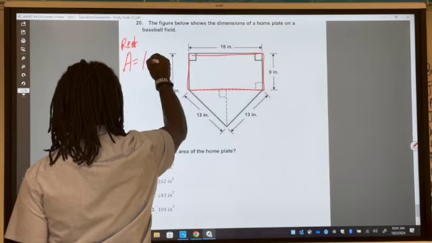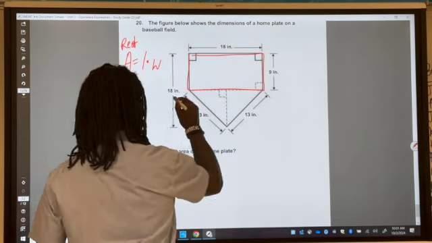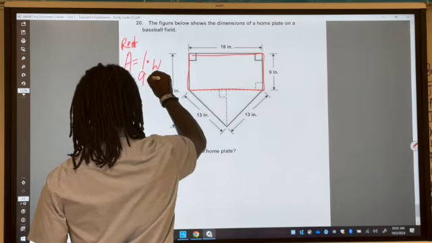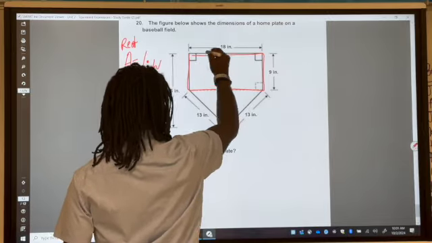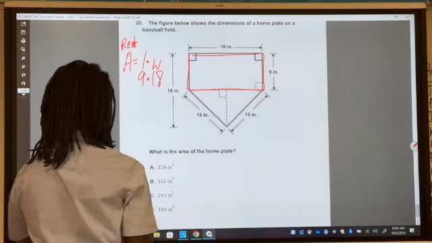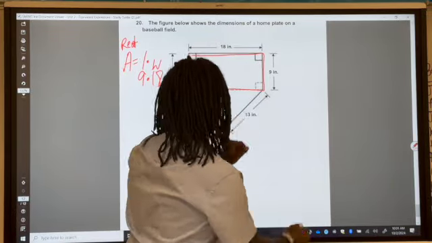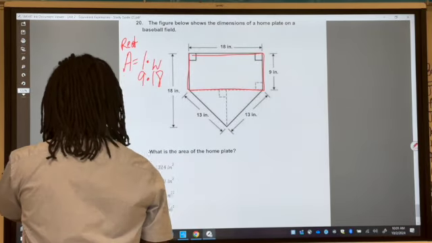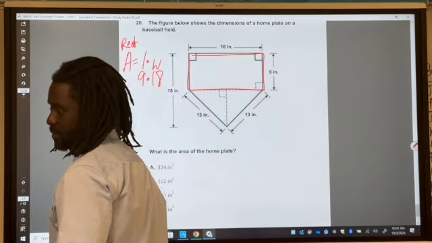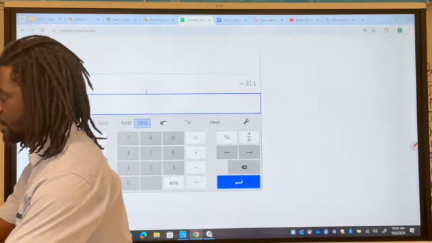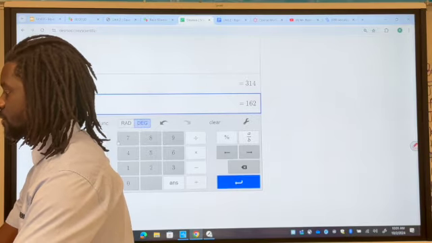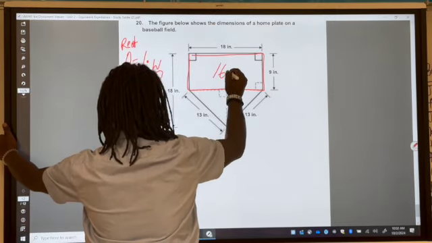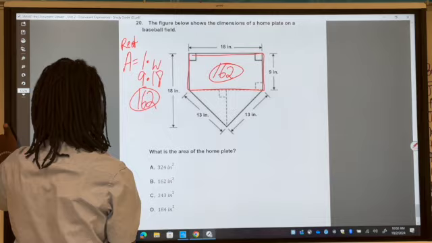Area of a rectangle is length times width. Make sure you're using that formula sheet. The length is 9. The width is 14. I'm sorry, not 14, it's 18. Got to make sure you're using the right numbers because there's a lot of numbers going on here. But again, length and width, okay, 9 and 18. 9 times 18 is 162. Okay, so that is 162. That is the area of the rectangle.